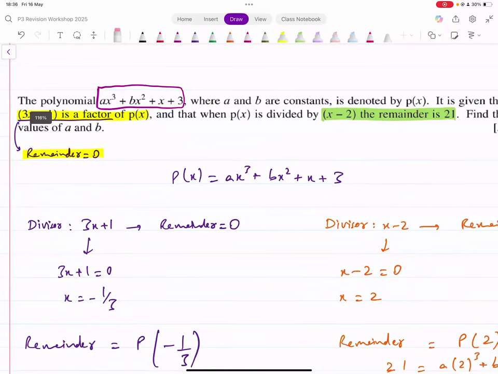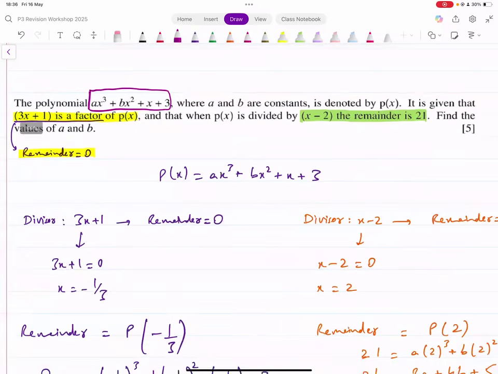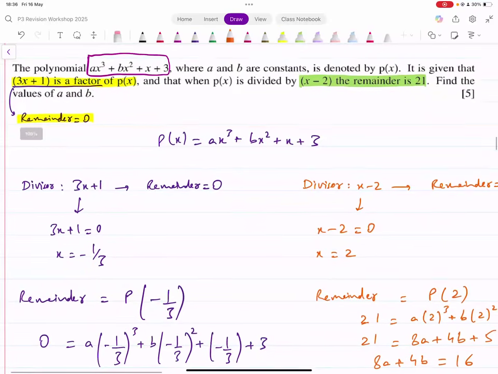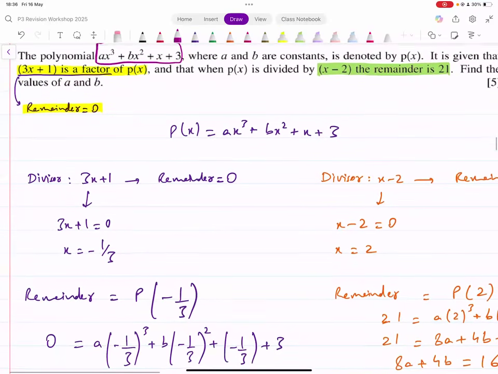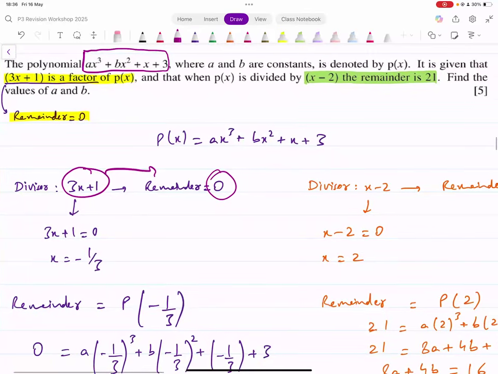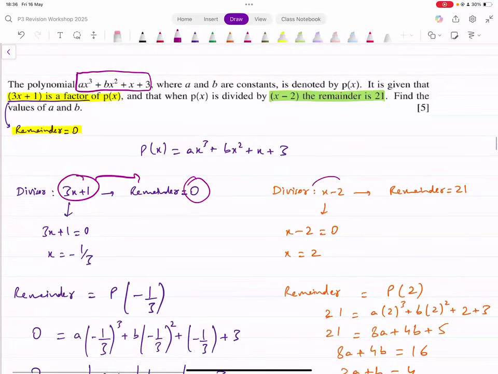And they've also given that when p of x is divided by x minus 2, the remainder turns out to be 21. So division by x minus 2 gives us a remainder of 21. So we've got two pieces of information given. When we divide by 3x plus 1, the remainder is 0. When we divide by x minus 2, the remainder is 21. Okay. Now, both of these divisors are linear, so we can use the remainder theorem to make two equations.